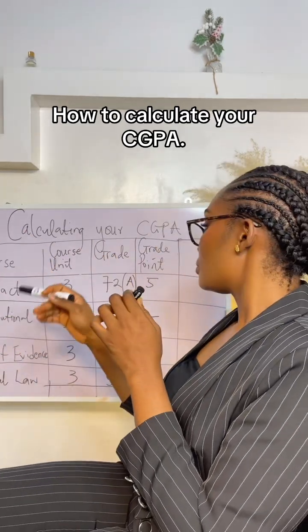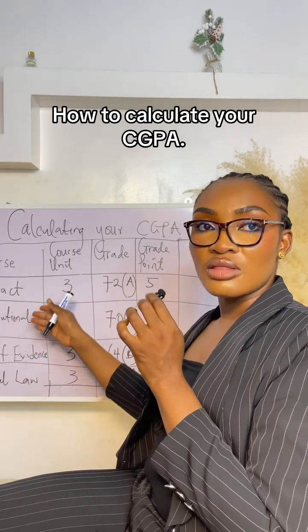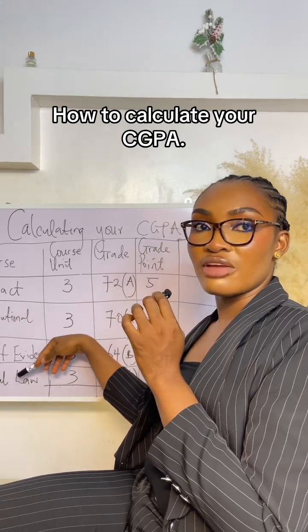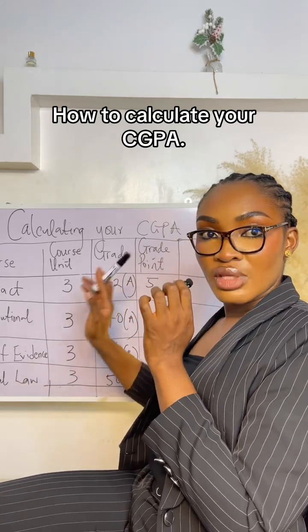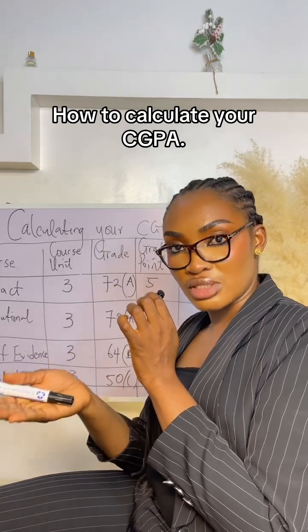Now, this student is taking four courses in this semester. We have law of contract, constitutional law, law of evidence, and criminal law. These are the four courses. Now, for you, you have to know your courses for this semester.